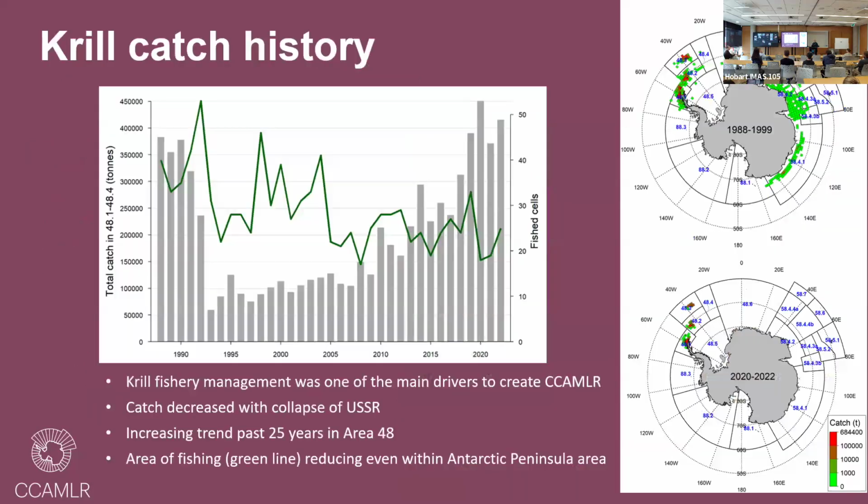So the catch history, you can see there's a big drop in the early 90s. That was the collapse of the Soviet Union. And then since then, it sort of bumped along around 150,000 tons. For the past 20 years or so, it's been mostly in the 300,000 ton range. For most of this time series, the catch limit has been, I think of it as, around 620,000.